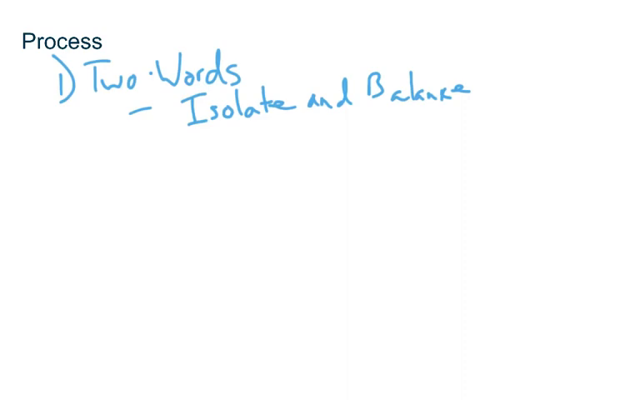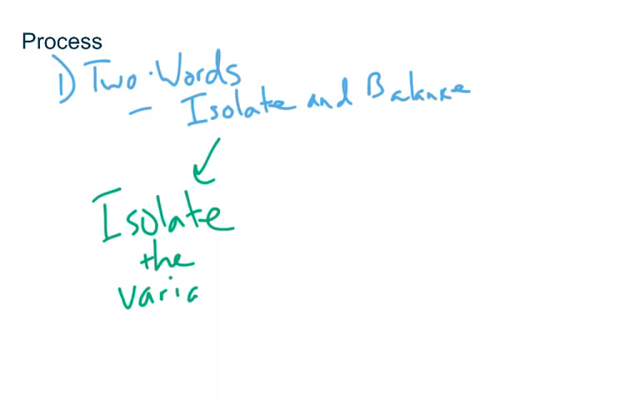What we're going to try to do is isolate the variable, which means get x by itself. Isolate the variable, and it could be x, or n, a, whatever the variable is you're using. And then balance means that whatever you do to one side, you have to do to the other side, or work on both sides.